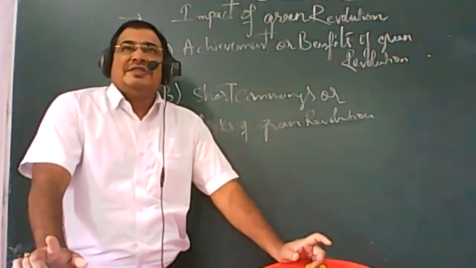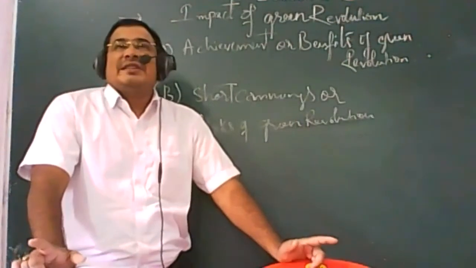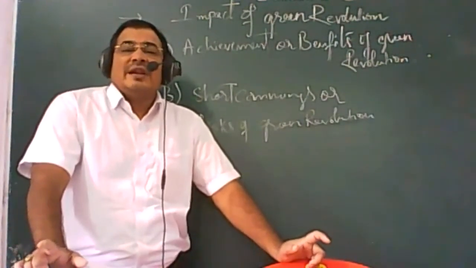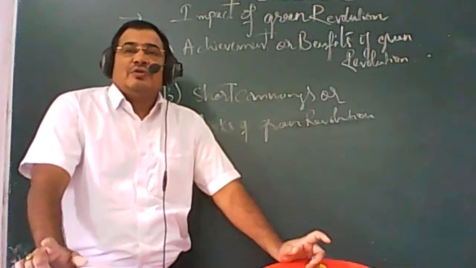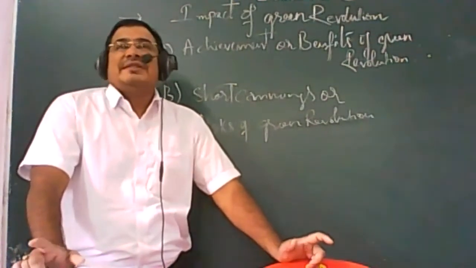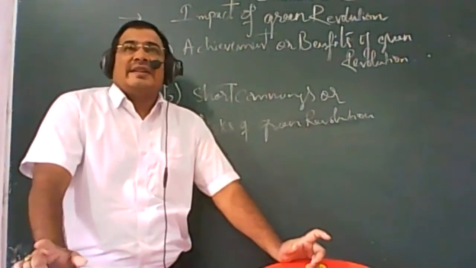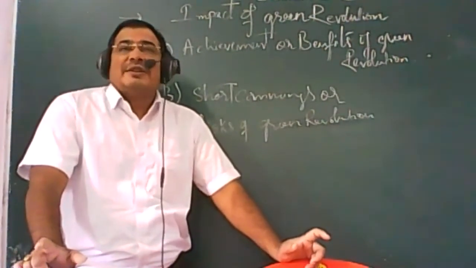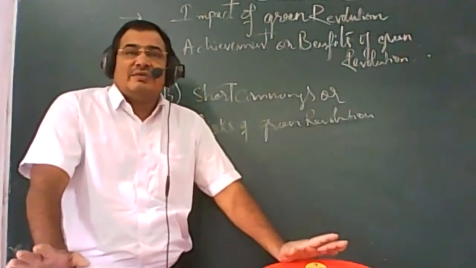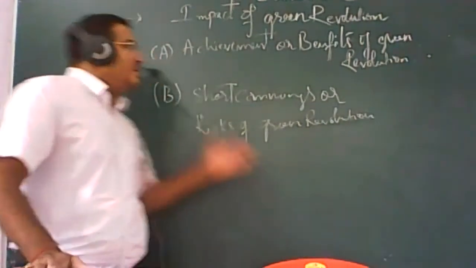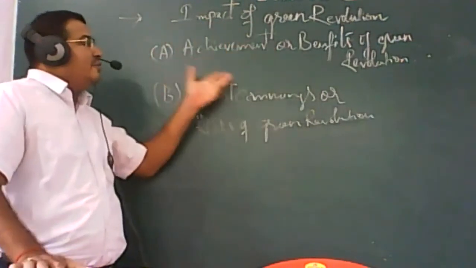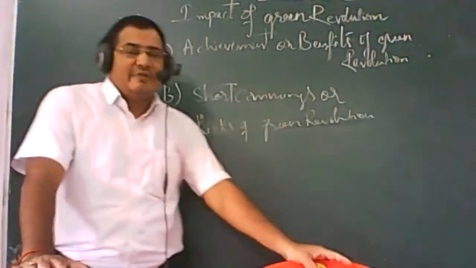Now it has been changed to commercial farming. Means the production for self-consumption has been converted to the production for commercial purpose. Means the agricultural goods are now produced for commercial production. So in this way, you can see the achievements or benefits of the green revolution.